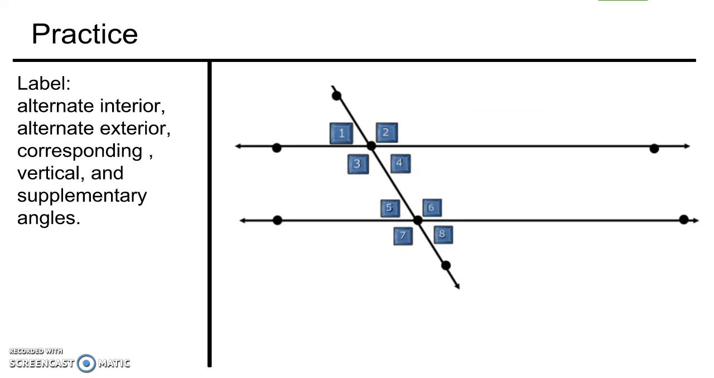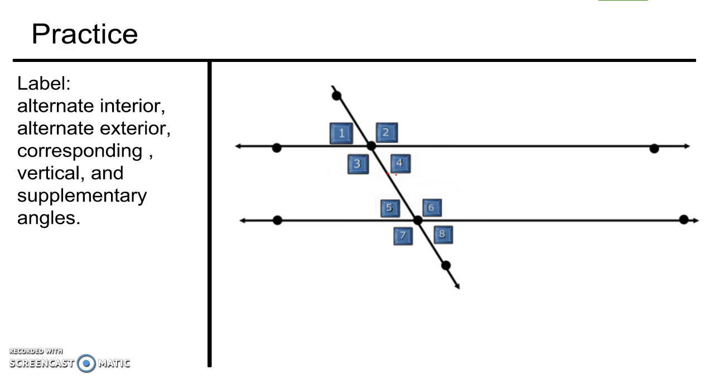Okay, so we just went through one like this, but let's one more time find a couple pairs of each different type of angle. Let's start with alternate interior. Remember, between the parallel lines on opposite sides of the transversal, we would have 3 and 6 as a pair of alternate interior, and 4 and 5 as a pair of alternate interior angles.